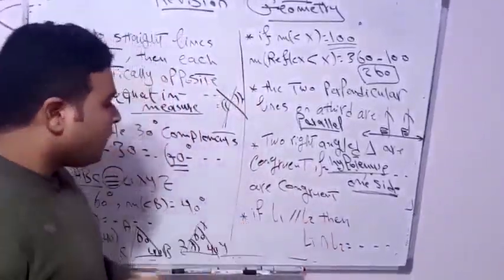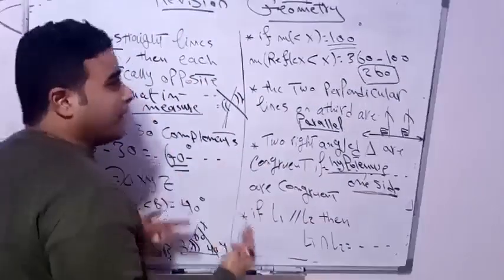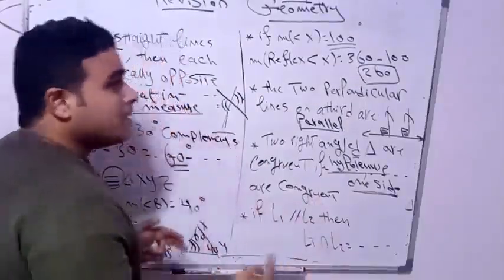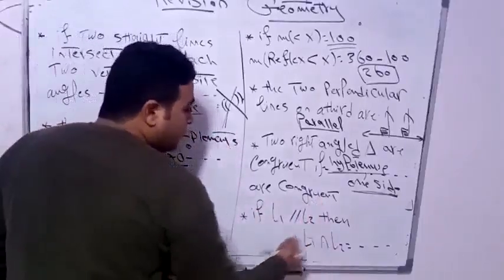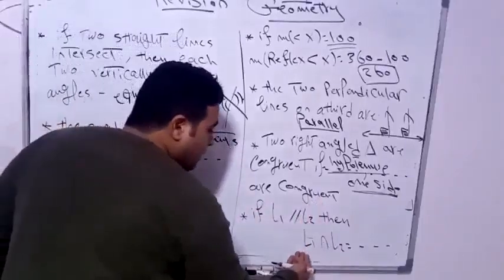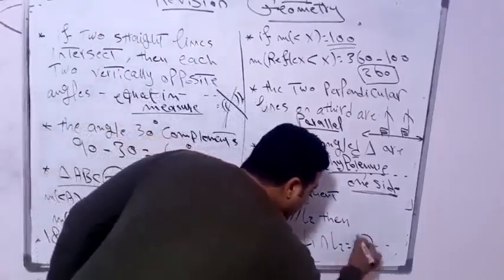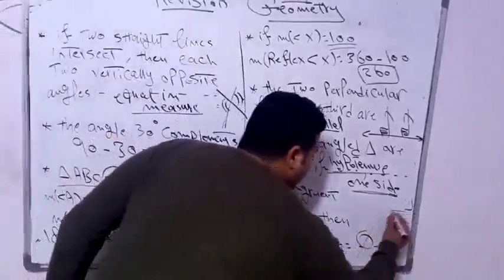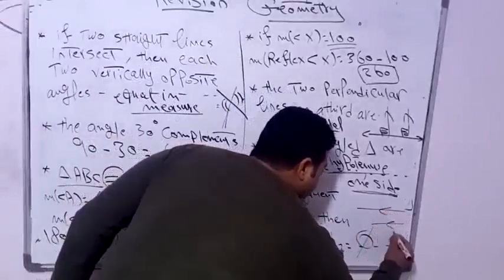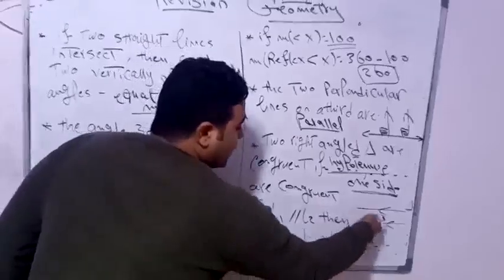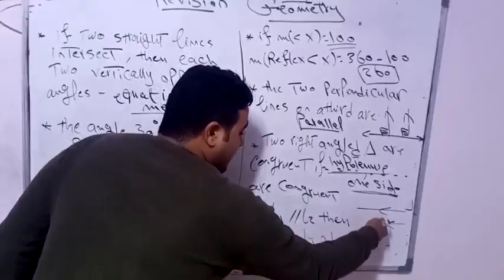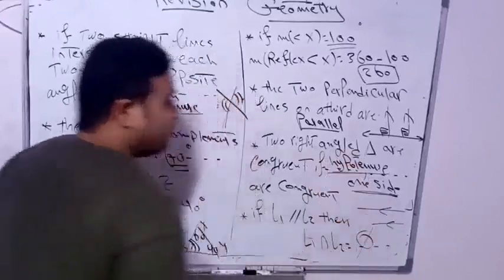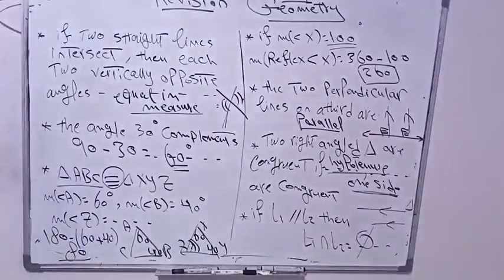My question now, if I have two parallel straight lines, what's the intersection? I have L1 parallel to L2, so L1 intersect L2 equals what? If you have two parallel straight lines, do these two lines intersect? No. So L1 intersect L2 equals the empty set.